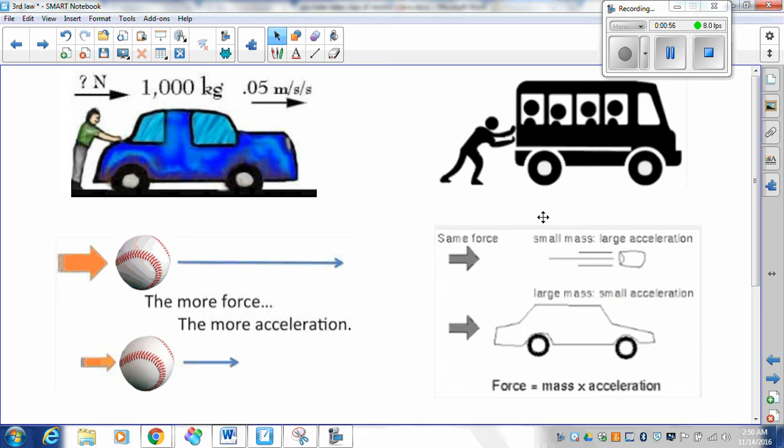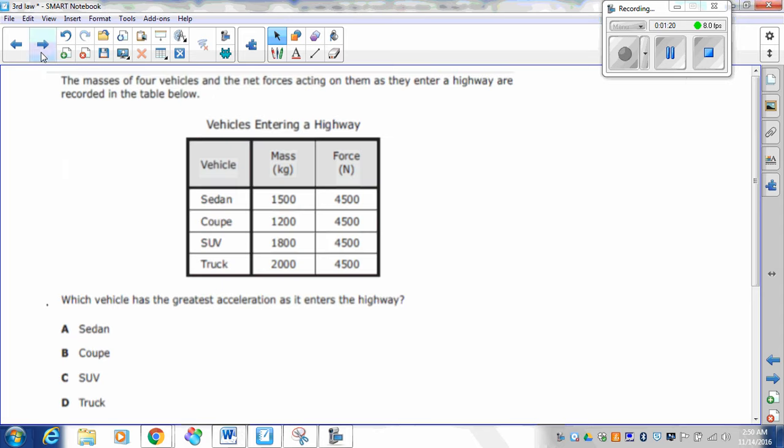Okay, now we have the same force applied to two different objects. So the smaller mass is going to have a large acceleration, and then that large mass with that same force is going to have a small acceleration. So I think that makes sense to most of you. So whenever you get to your problems, just keep that in your mind to make sure that the answers you're choosing are reasonable.